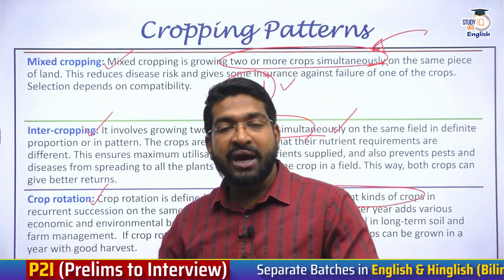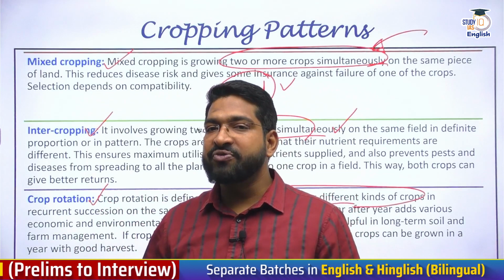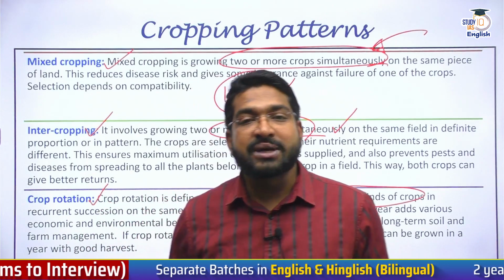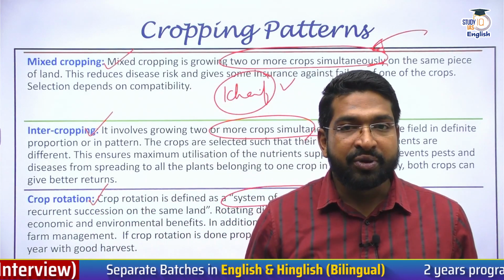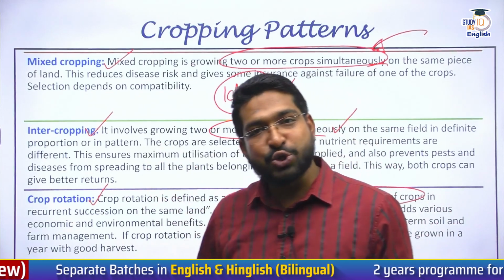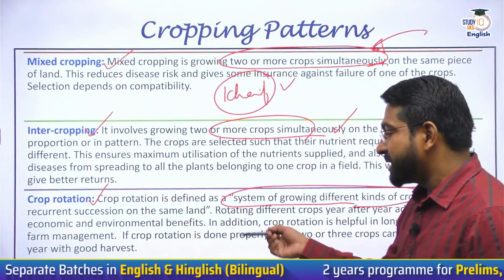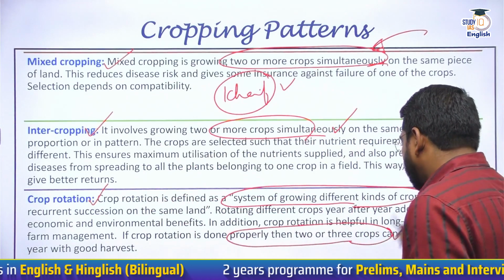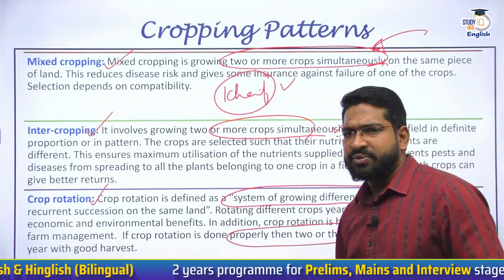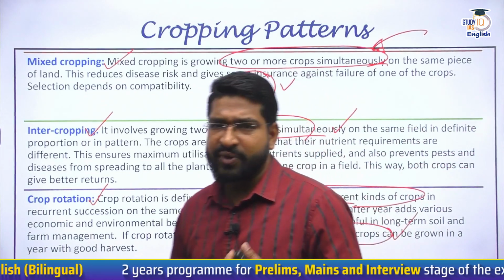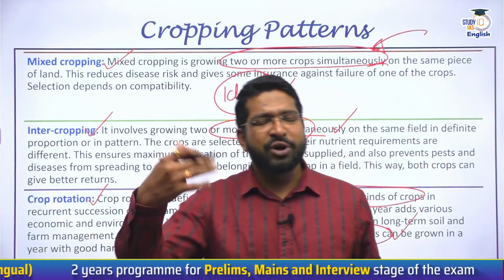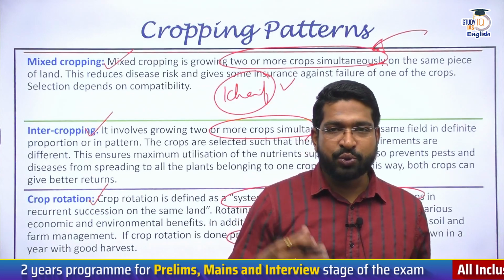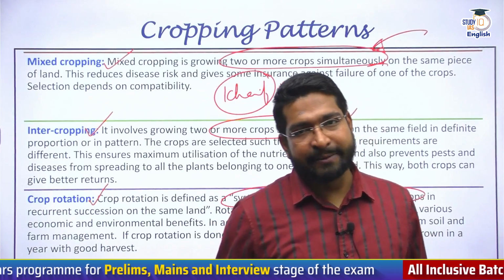After that, I rotate the crop because I want the soil to become fertile again. So I can go for some sort of a leguminous crop, which can help in nitrogen fixation in the soil. So crop rotation is rotating the crop properly so that in a year I can go for 2 or 3 crops, which can give you good harvest. And in the long term also, there is always benefit in rotating the crop to ensure that soil remains fertile.